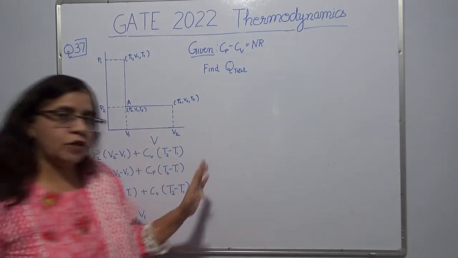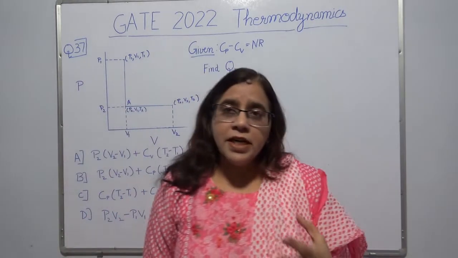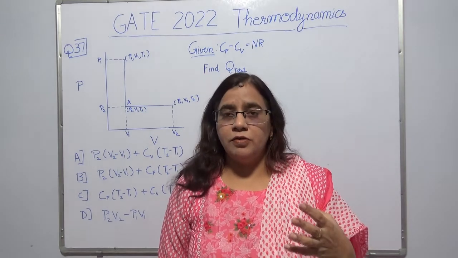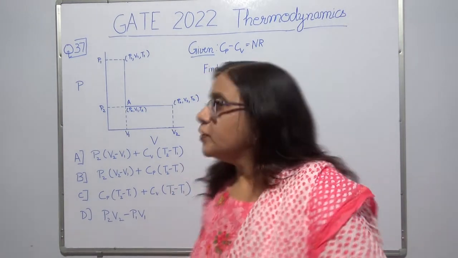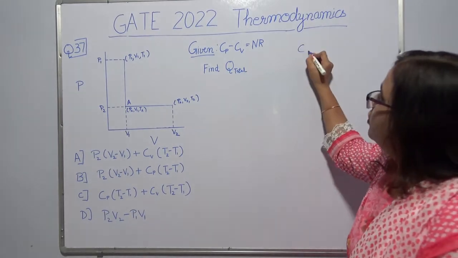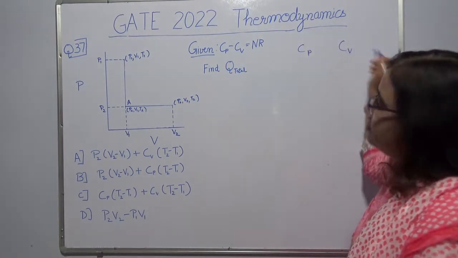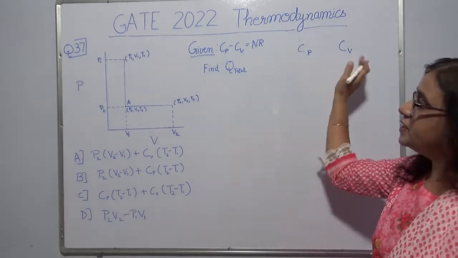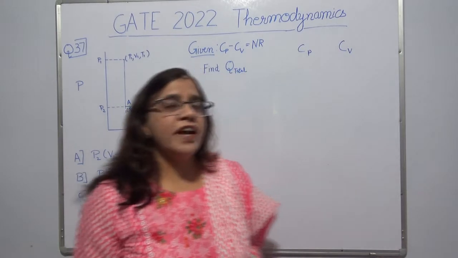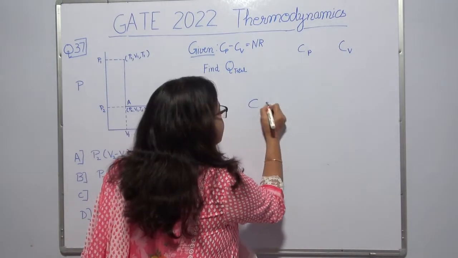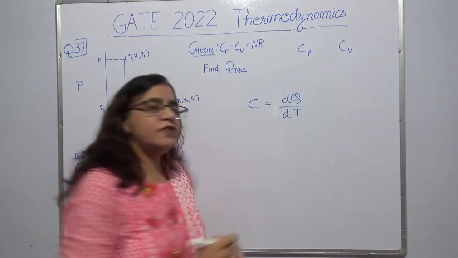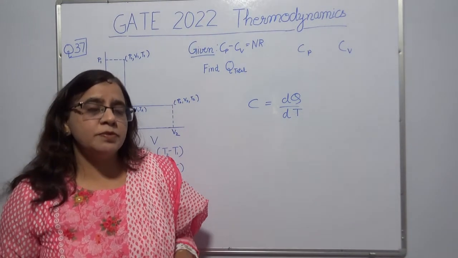So as usual, first we will study a little about the concept which we will be using for solving this problem. What we will be using is the definition of CP and CV. So what are CP and CV? These are heat capacities. Historically, they used to define heat capacity as dQ by dT. This was way back in history when thermodynamics was being developed.